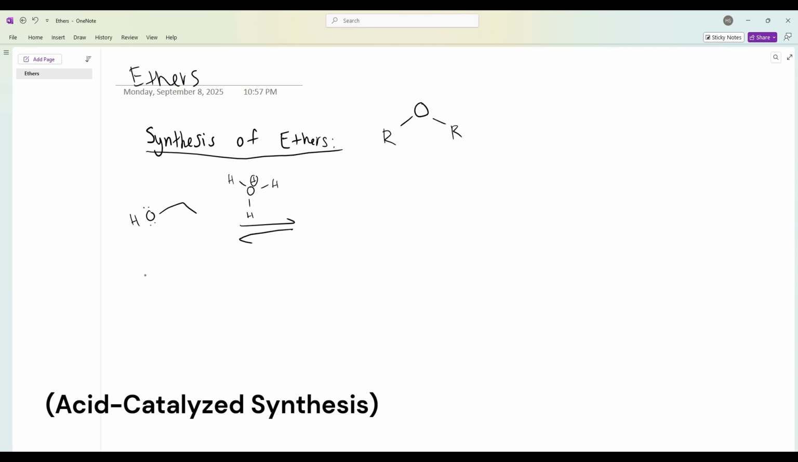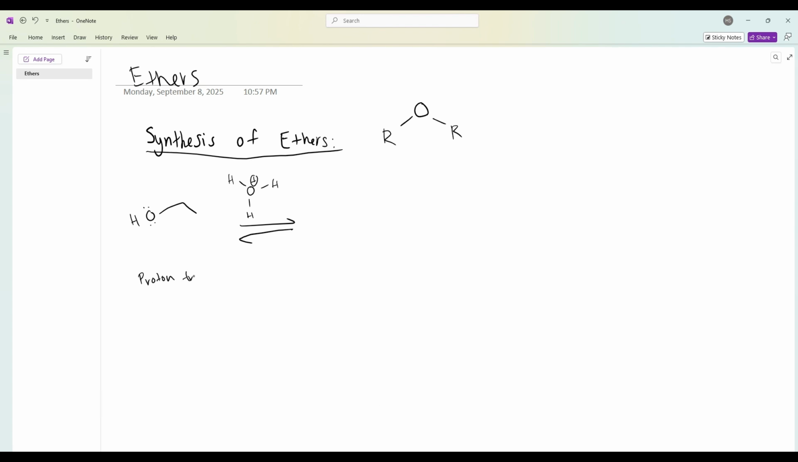Okay, and the first thing that's going to take place is a proton transfer. We're setting up our alcohol, our ethanol, with a good leaving group, because this isn't going to leave on its own. Hydroxide is a terrible leaving group. And so what happens is first we have a proton transfer.